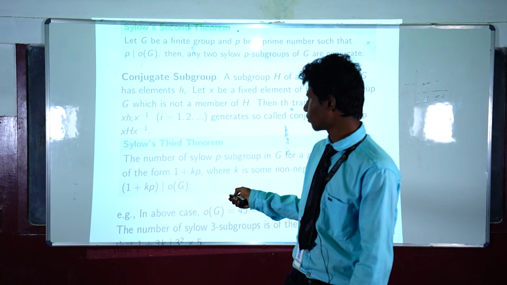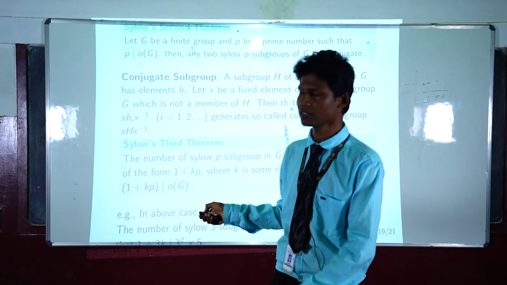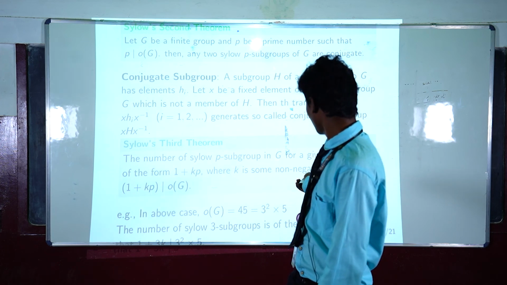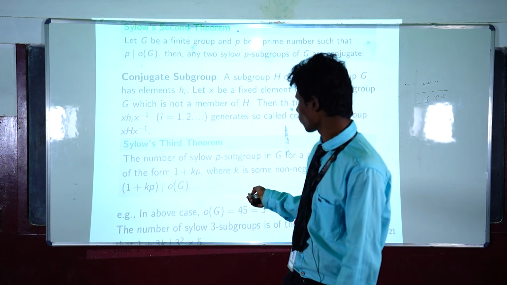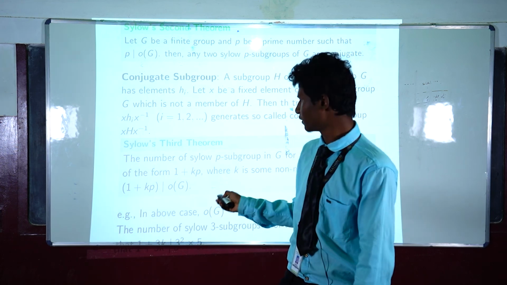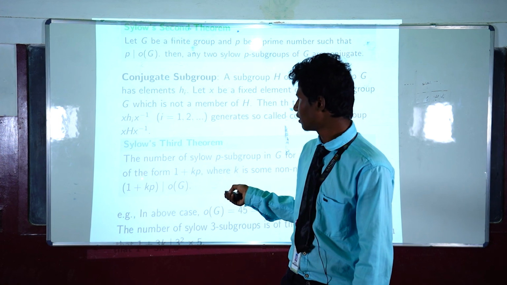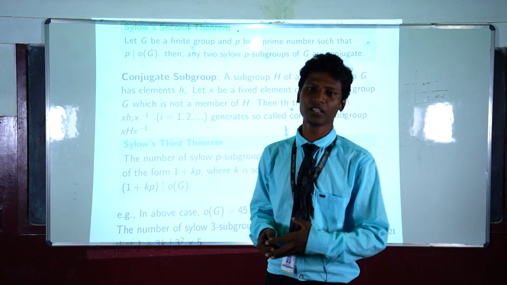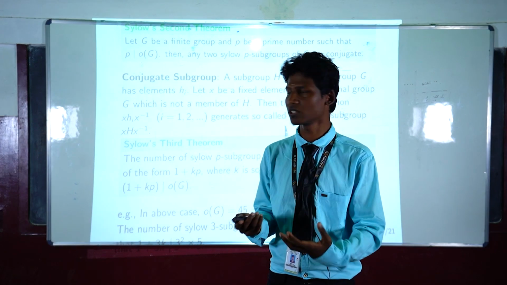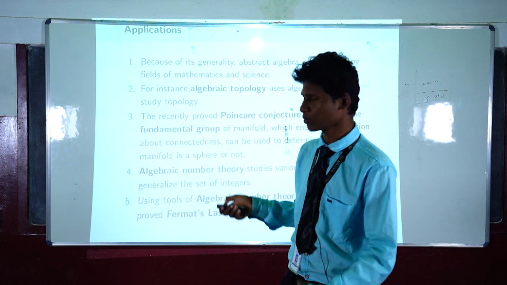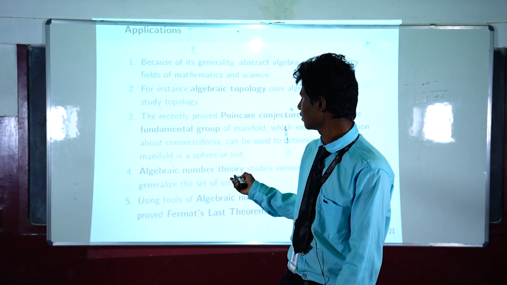What is the statement of the third Sylow theorem? The number of Sylow p-subgroups in G for a given prime is of the form 1 plus kp, where 1 plus kp divides the order of G. So this is the best example for the Sylow third theorem, first theorem and second theorem. It might be useful for the future also. These are all the applications of group theory.